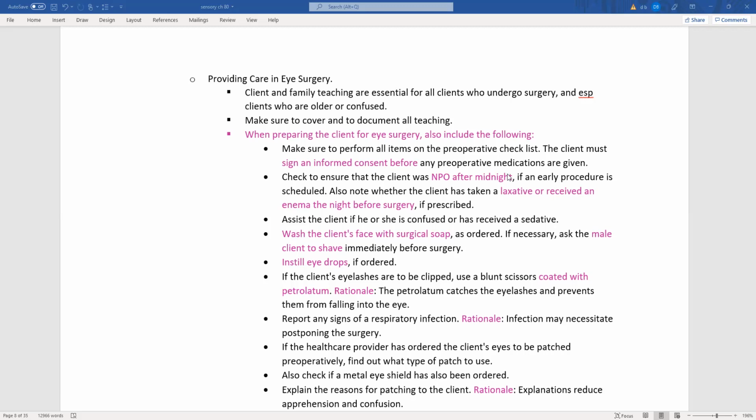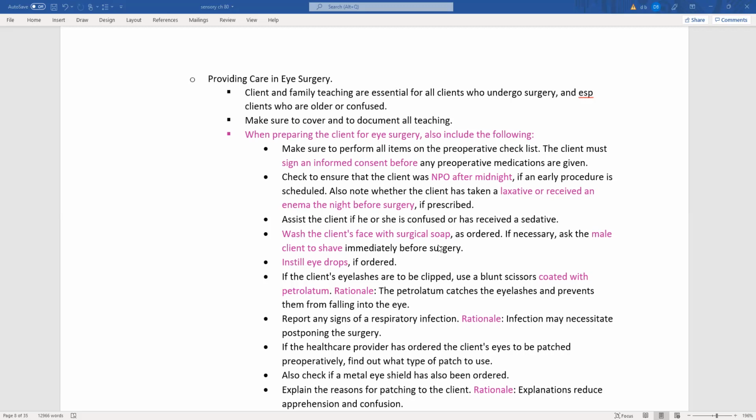Check to ensure that the client was NPO after midnight. I think I read all this, but I'm going to do it again. If an early procedure is scheduled, also note whether the client has taken a laxative or received an enema the night before surgery. If prescribed, assist the client if he or she is confused or has a sedative. Wash the client's face with surgical soap as ordered. Wash it with surgical soap. Do not go get no Family Dollar soap. It's ordered. If necessary, ask the male client to shave immediately before surgery.